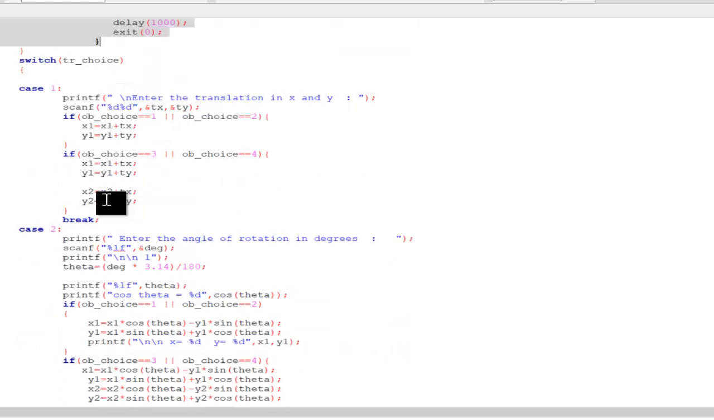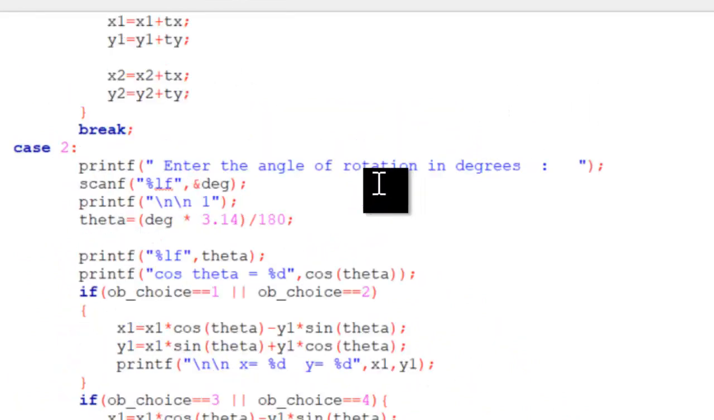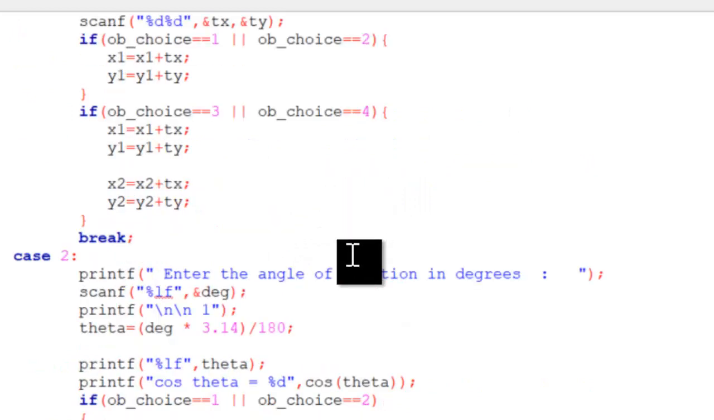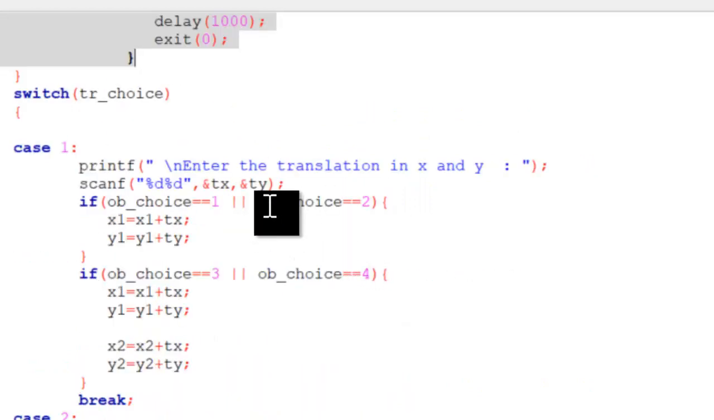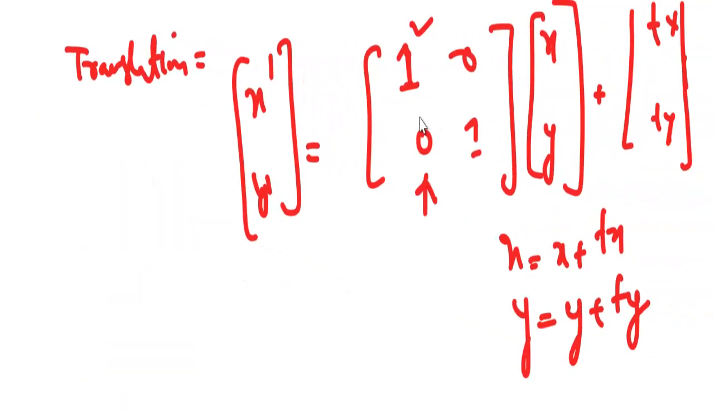Okay, then we switch on the TR choice. The TR choice is about the transformation, what transformation you want to do. If the user has pressed 1, that means it's a translation. If they have pressed 2, then it's a rotation. In translation, what do we do? The matrix for that I have just shown. So this is what we have to do now: you have to add t of x to the x and t of y to the y.